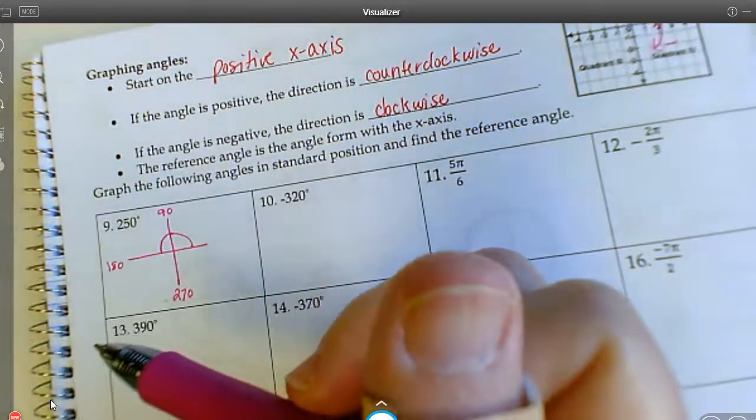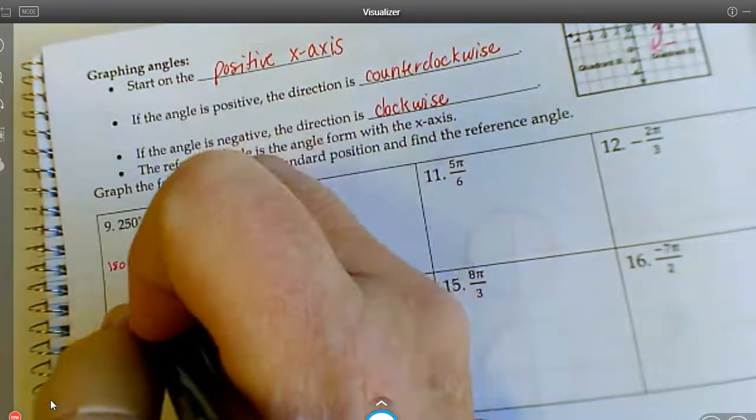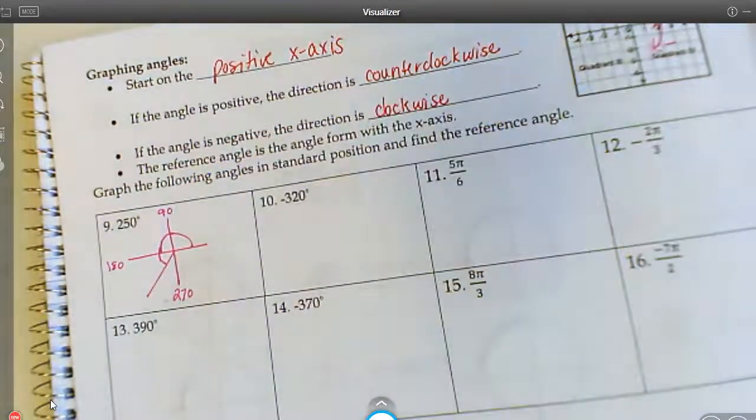I want to go 250, so I don't want to quite go to the line. So I want to go maybe to about right there. That's how you graph the angle. That's the angle. If I say graph it, that's how you do it.